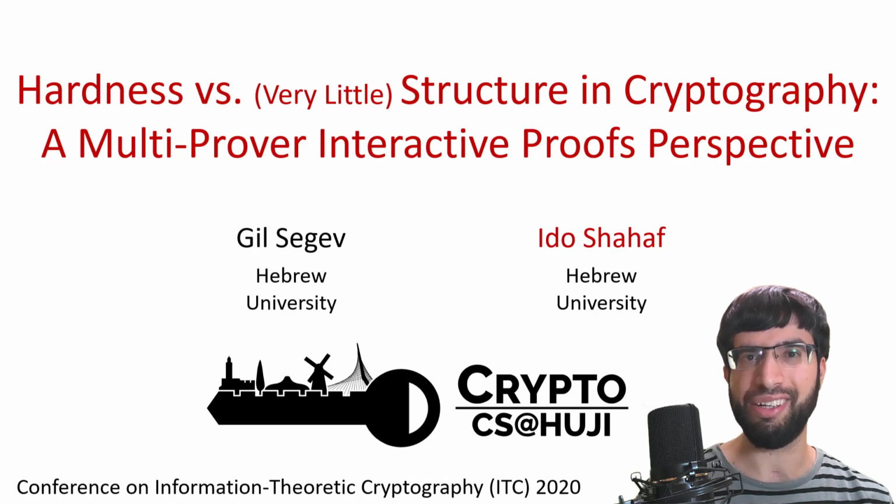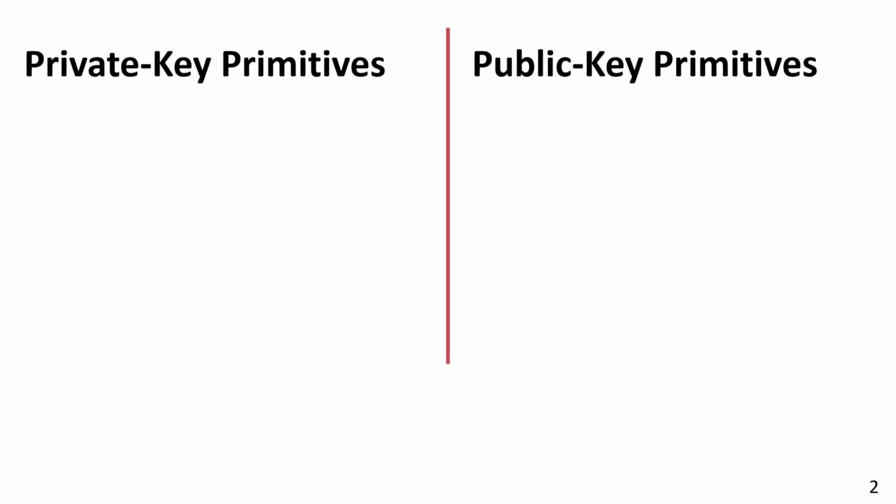So let's get started. The starting point of our work is the striking difference between the current state of private key primitives, such as hash functions and block ciphers on one hand, and public key primitives such as public key encryption and oblivious transfer on the other hand.